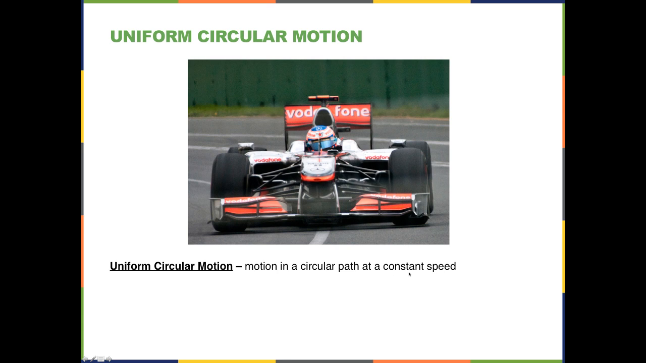That means that the magnitude of the velocity around this path does not change. And I'm emphasizing that because although the speed is constant, the velocity is not constant because the direction is constantly changing. And we will talk about that in more detail in the next few slides.